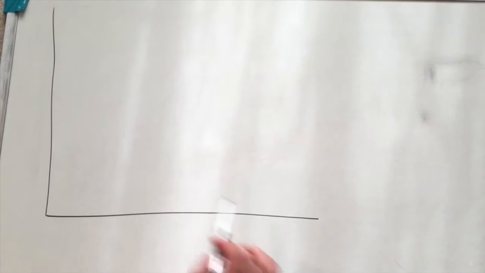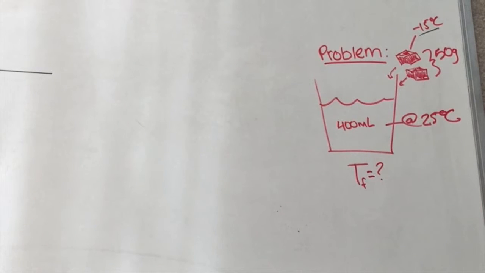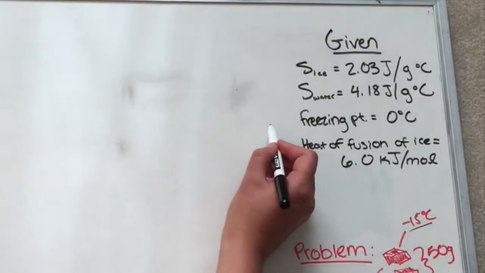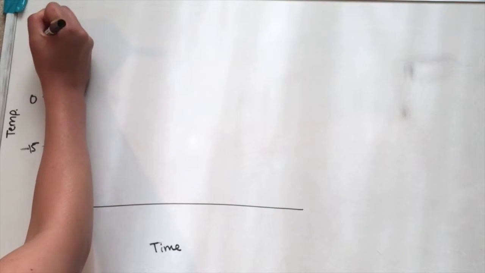First, we're going to make a simple graph with an x and y axis. The x-axis will be labeled time and the y-axis will be temperature. Now we're going to start plotting some of the data. So we have negative 15 degrees Celsius for the ice. That will go around here on the graph. Our next data point is the freezing point of water, 0 degrees Celsius. We'll put that around here on the graph. And lastly, we have the 25 degrees from the water, which will go right up here. And now we're ready to graph.